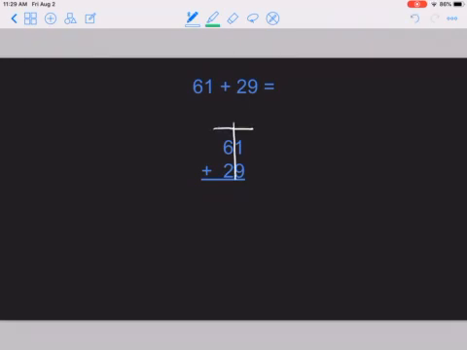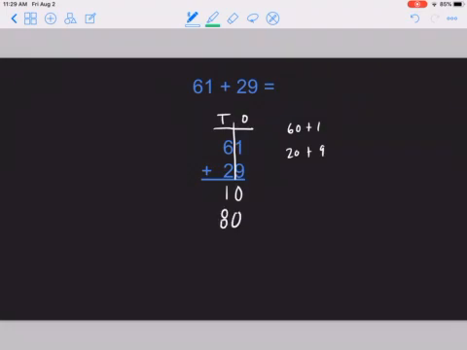Split it, tens and ones. We have 61 plus 29. So remember, 61 is 60 plus 1. 29 is 20 plus 9. Let's add our ones together first. We have 1 plus 9. 1 plus 9 is equal to 10. And then we have 60 plus 20. And 60 plus 20, 60 plus 10 more, 70, plus 10 more is 80.